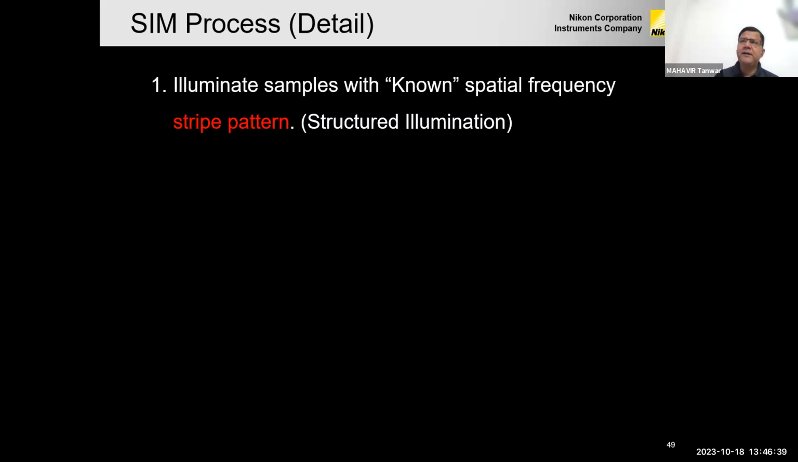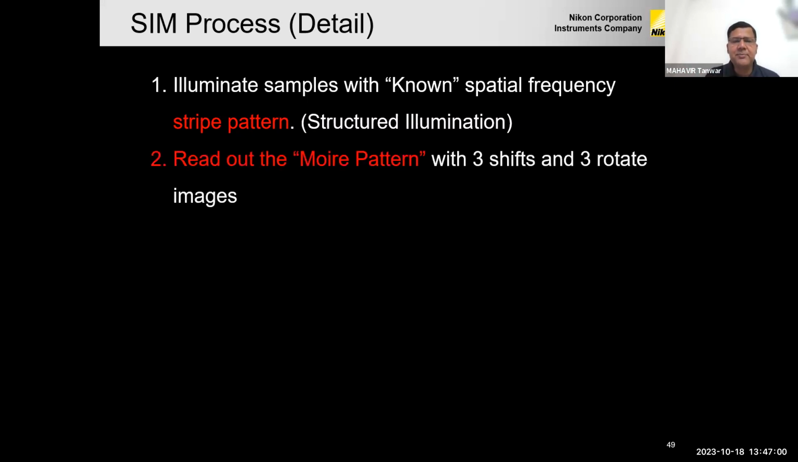It looks like, if I take an example, if you see a door with some jali, and if you have some striped shirt and move in a different direction like this, you will see something is moving, right? So that's basically a stripe pattern movement and basically high frequency information. So illuminate the sample with a known spatial frequency stripe pattern.